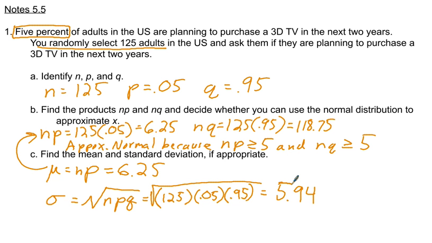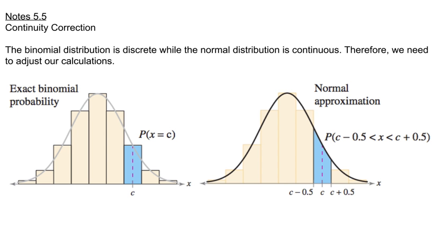Now there's one more thing we need to look at before we can actually find probabilities with the normal distribution, and that is due to something that comes up because the binomial distribution is a discrete probability distribution and the normal distribution is a continuous probability distribution. So we have to have a continuity correction. So we need to adjust our calculations a little bit. Both of these graphs show a discrete binomial distribution, that would be the histogram, and the normal curve for the normal approximation.